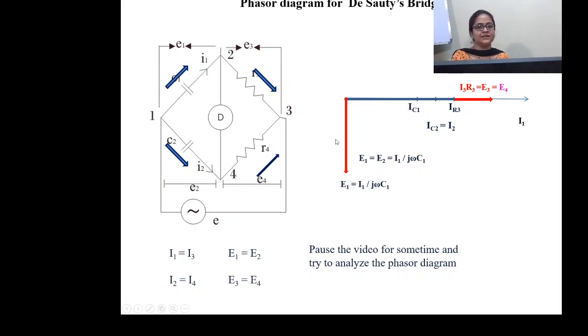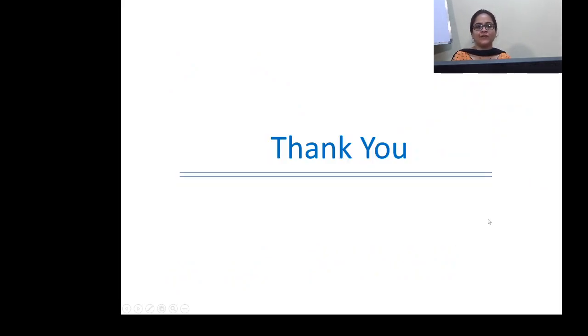Okay, before drawing the resultant, let's analyze the fourth branch, that is R4. We know that this is E4, that is voltage across resistor. So by default current across resistor is in phase. So we have all the current and voltages across all the elements connected across the bridge. The only thing is we need to draw the resultant voltage denoted by E, that is E1 plus E2, E3 plus E4.